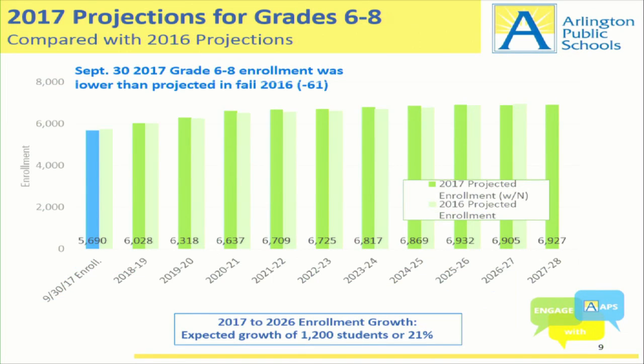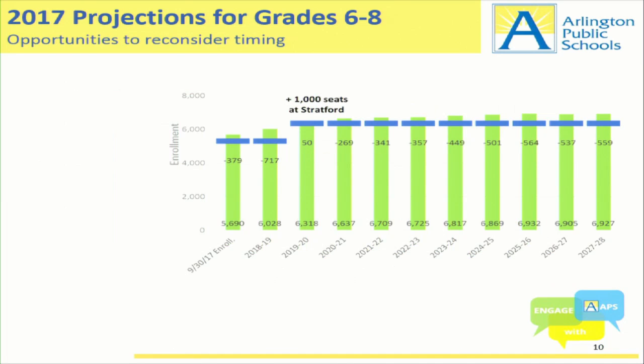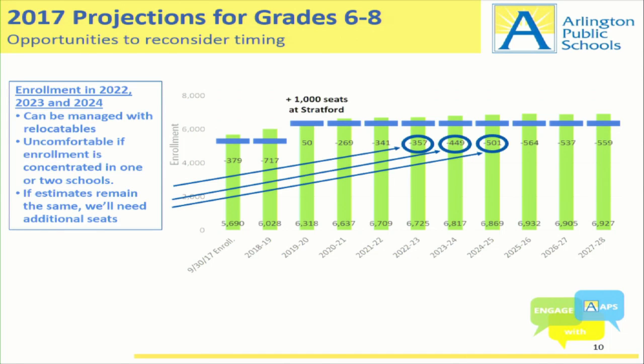Doing the same look at our middle school enrollment, you'll see our projections pretty much stay the same from the previous year, not a lot of change. As we look again at enrollment compared to the number of seats that are planned, what we see is that enrollment in 2022, 2023, and 2024 can probably be managed with relocatables. It may be uncomfortable again if enrollment is concentrated in a couple of schools. If it's across all of the schools, it's a different situation than if it's at one or two. And if those estimates remain the same as we update them next year, then we will need additional seats.